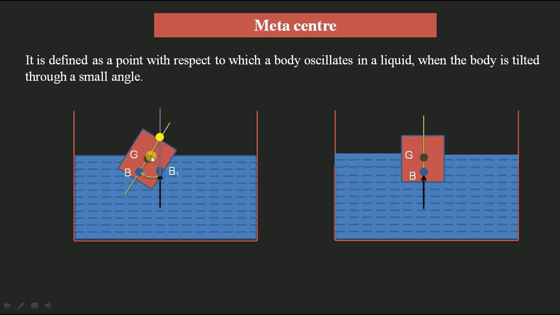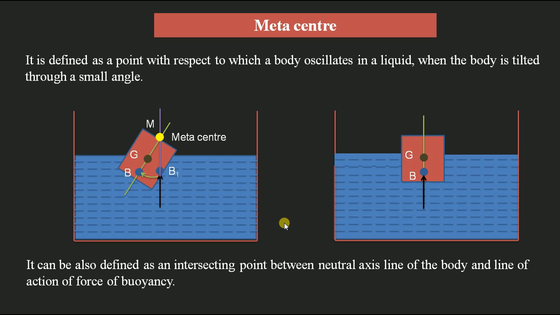So by this analysis, we can define the metacenter in another way. How can we define it? It can also be defined as the intersecting point between the neutral axis line of the body and the line of action of the force of buoyancy. So that is the metacenter. In this way also we can define the metacenter. In two ways we can define it.